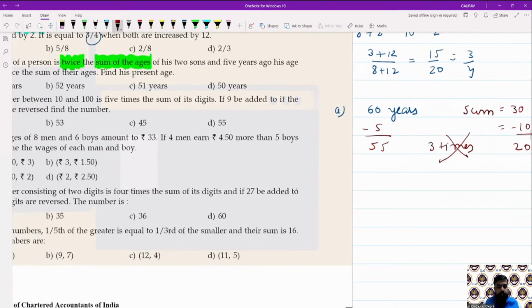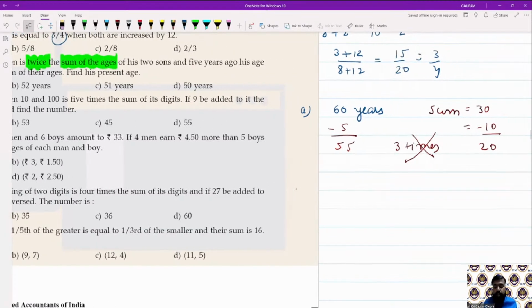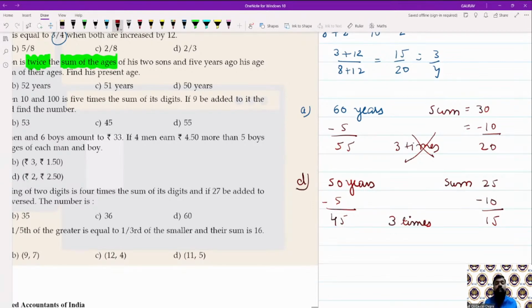Okay, let's check other option. 52, 51 are like difficult options, better is 50, so try 50 first. Option number D, 50 years. If the age of man is 50 years, the sum will be 25. Now 5 years ago, what will be the age of man? 5 years ago, man was 45 years. And what about their children? So we can reduce 10 and get 15. Now, is the ratio 3 times? Yes, the age of man is 3 times of the sum. Therefore, option number D is the correct answer.